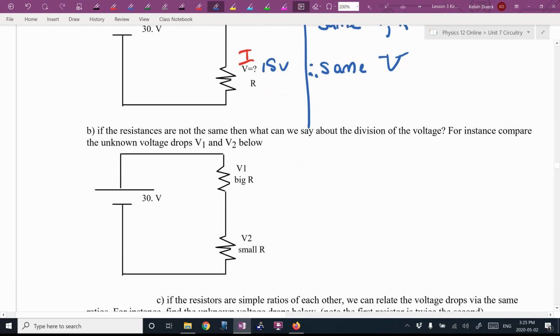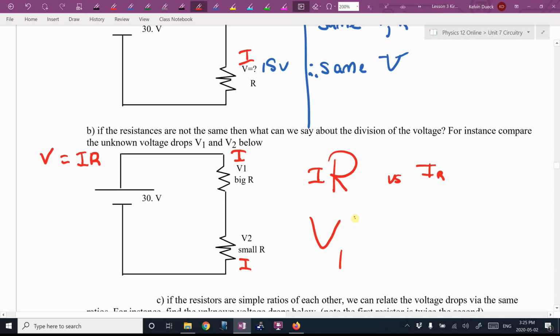If they're not the same, then what can we say about the division of the voltage? Well, again, because they're wired in series, we still have the same current going through them because there's no other junctions. All the skiers go down this hill, all the skiers go down this hill. And again, since V equals I times R, here we have a big R, so this would be I times big R versus I times little r. You know what? Voltage 1 is going to be bigger than voltage 2. Gotta be. Because you're multiplying the same current by a bigger number.